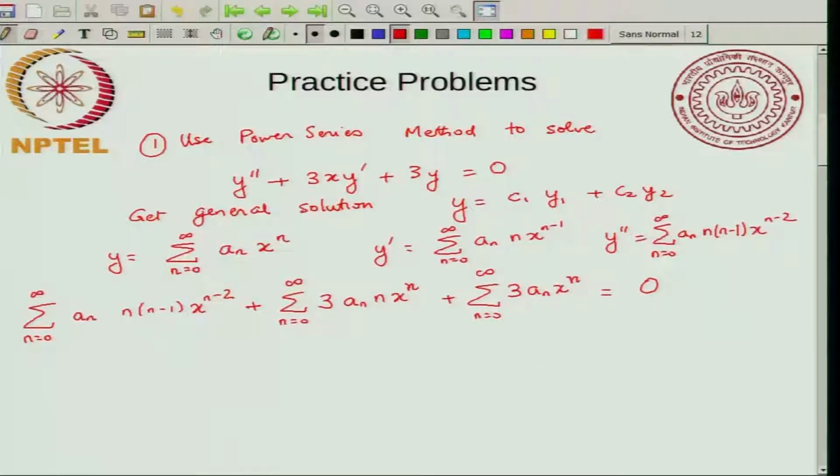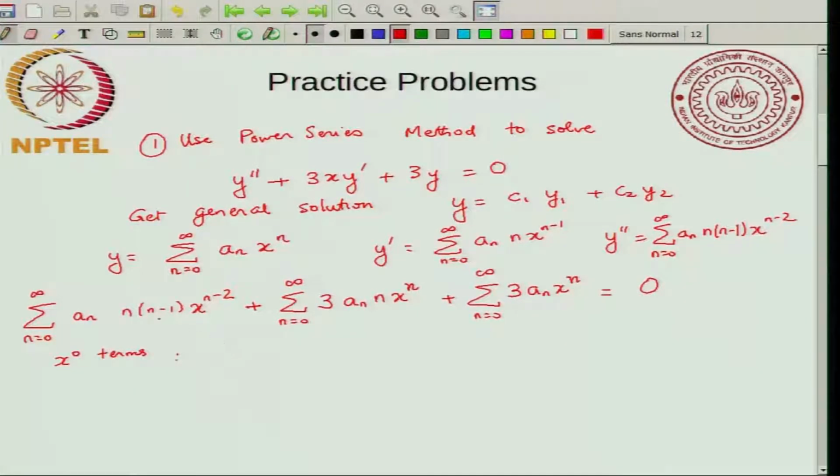Now we can look at the x raised to 0 terms. In the second term you cannot have any power of x raised to 0, and in the first term, if you want x raised to 0, you have to have n equal to 2. In the third term you can have x raised to power 0.